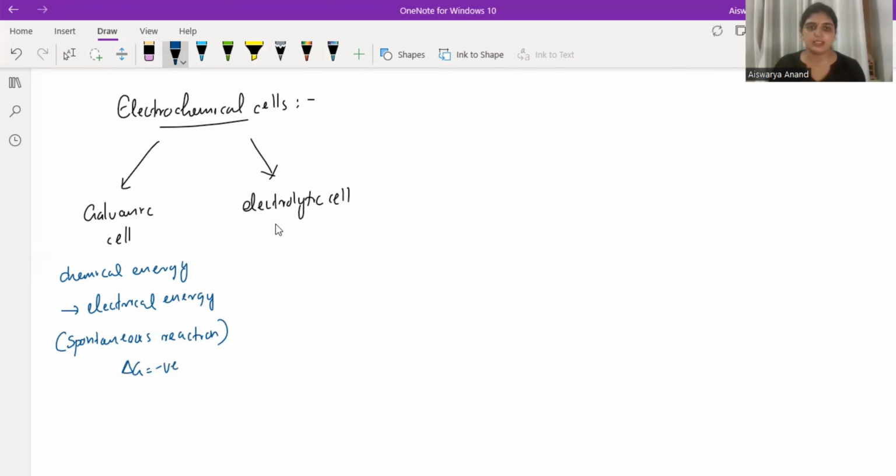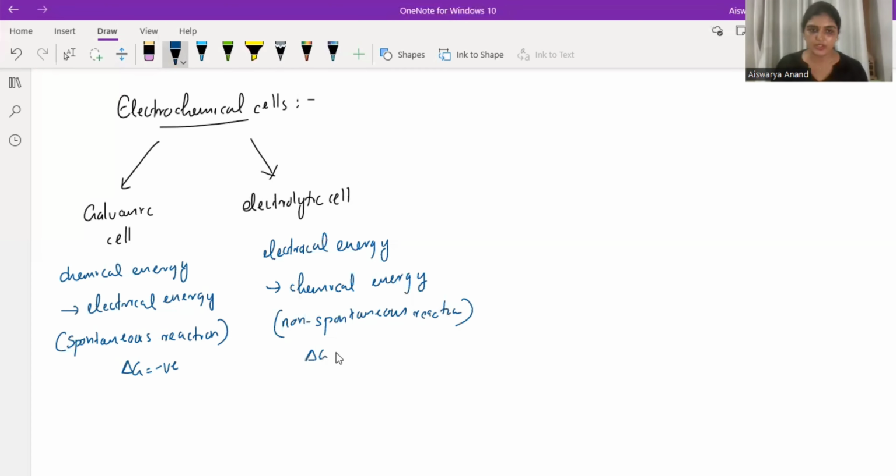Now, an electrolytic cell is something where electrical energy is converted to chemical energy. That means, imagine a reaction doesn't happen as such. That means it is a non-spontaneous reaction. If it is a non-spontaneous reaction, delta G is positive. Now we are actually providing electricity to reverse the reaction. This is called an electrolytic cell.